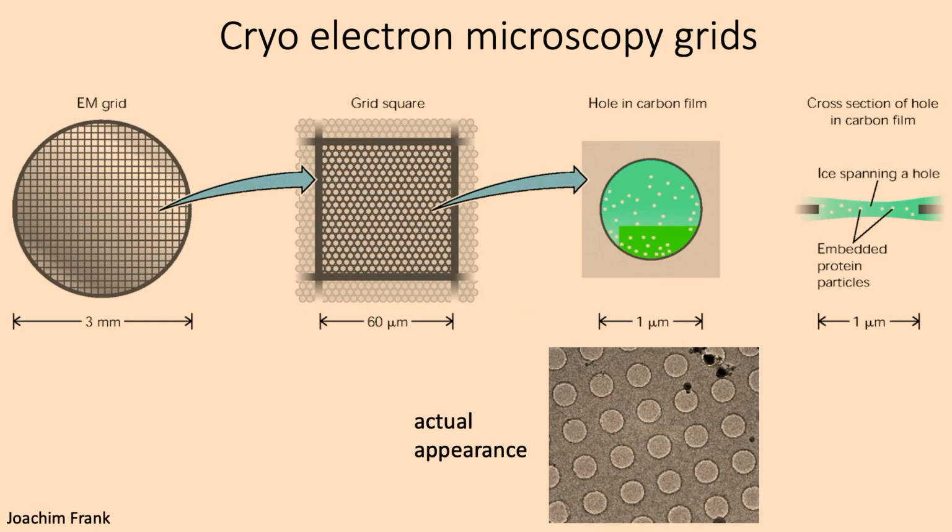So how do we make samples? Maybe I'll stop on this one, then we'll have lunch. So the samples are made, are spotted onto a grid, which is quite small, 3 millimeter in diameter.